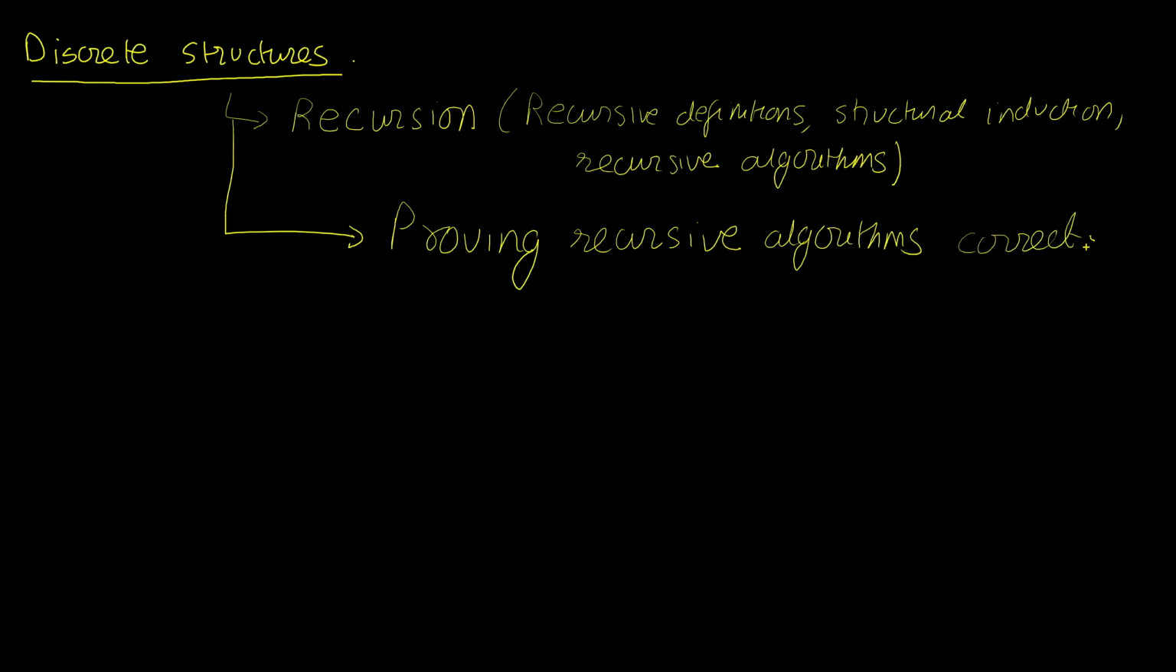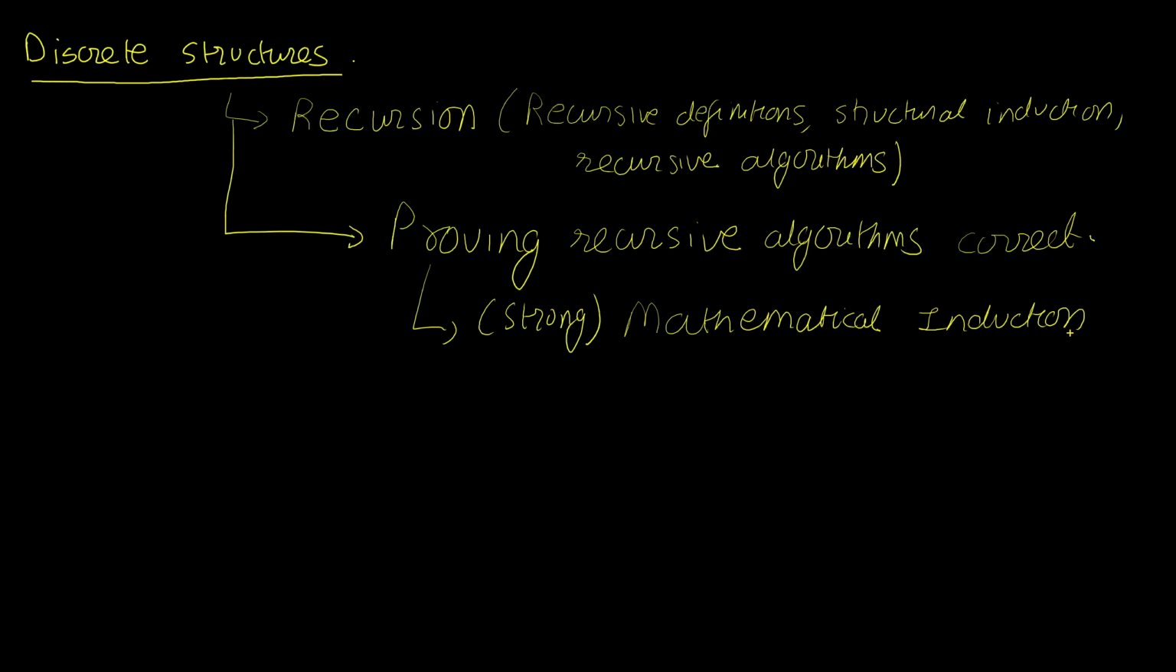algorithms correct. So this task of proving recursive algorithms correct makes use of mathematical induction and often the strong mathematical induction. So we'll look into two algorithms that we previously did under the topic of recursive algorithms. And in here, we'll try to prove that those algorithms are correct. But before that, I want to have a quick discussion on why the process of mathematical induction is used to prove the correctness of recursive algorithms.